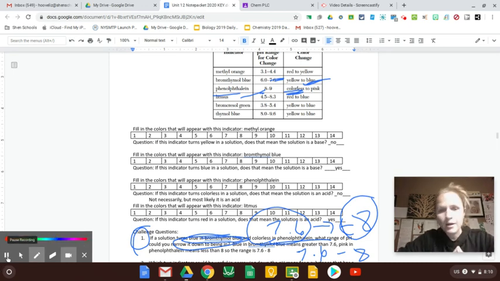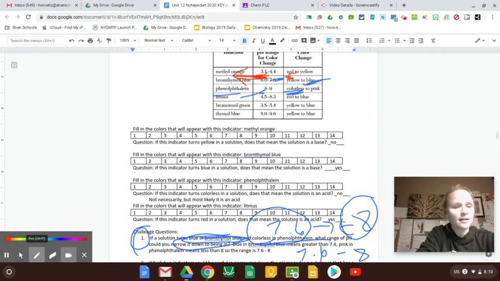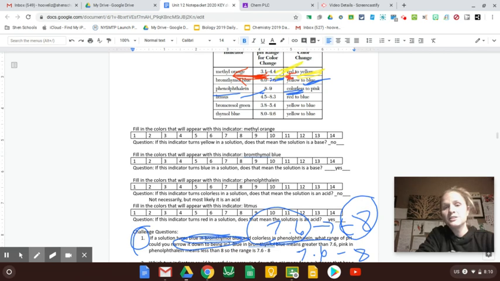So one more time, an indicator is something that changes color to indicate pH. So you read that first number, 3.1 goes with the first color. So this one is red from 3.1 and down. And then that second color, yellow, goes with the second number. So it's yellow from 4.4 and up.